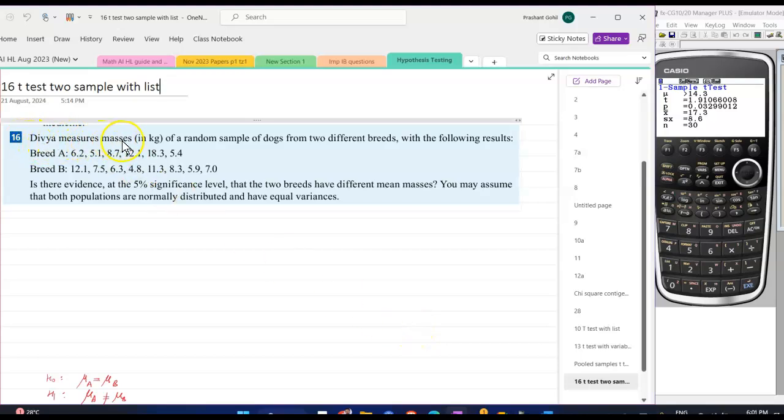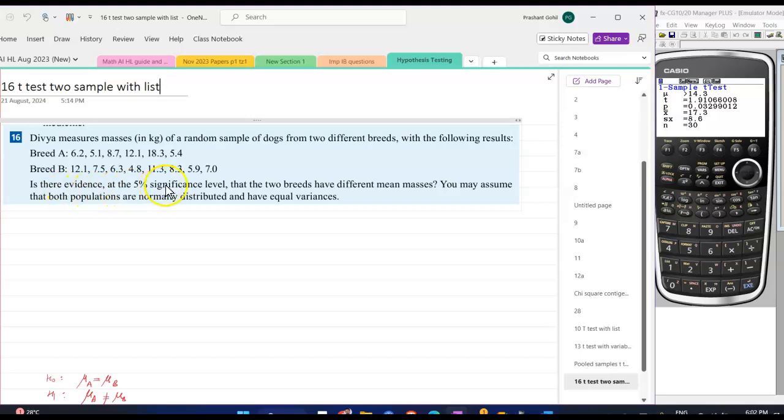Divya measures masses in kilograms of a random sample of dogs from two different breeds with the following results. Breed A, the data is given. Breed B, the second set of data is given. The number of dogs in the samples may not be the same. That's important. The standard deviation is the same. That's an assumption. Variance is the same.